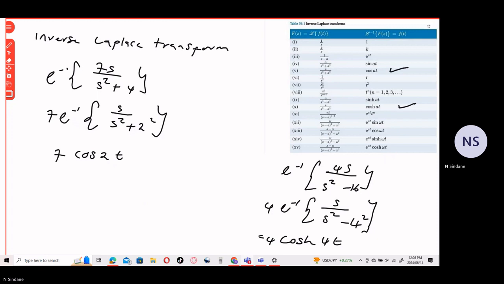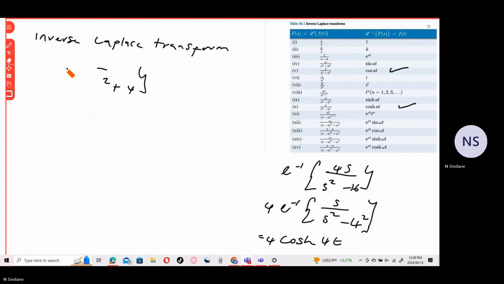Let's take the last one. This is the last one for the day. Let me erase here. Now the last one, it says the Laplace inverse of 3 over s squared minus 7. Because of the negative, it's related to sinh. It doesn't have s on top, that is why I'm saying it's related to sinh.